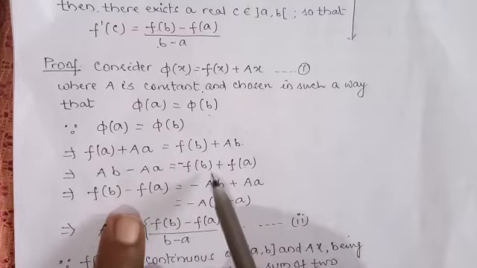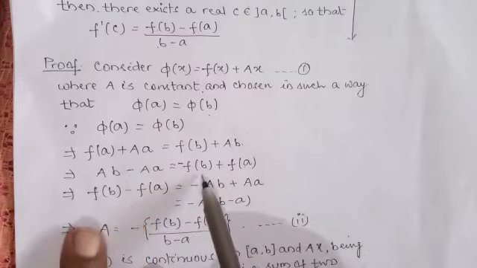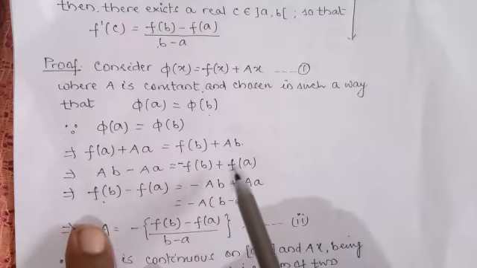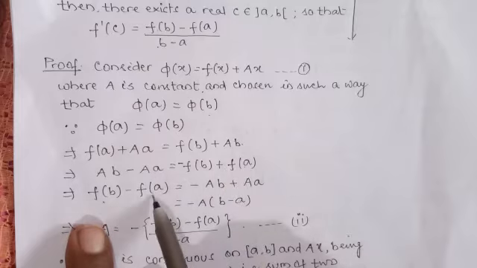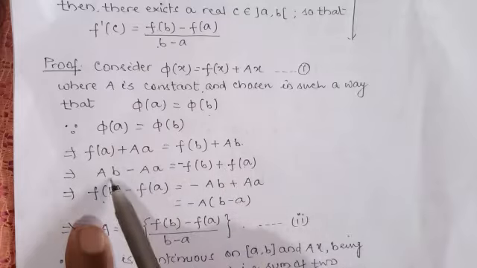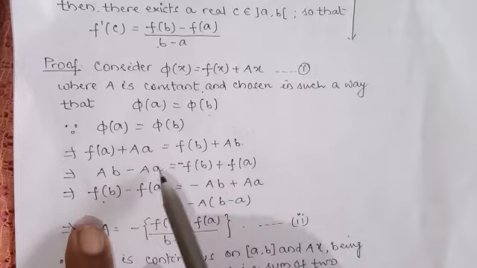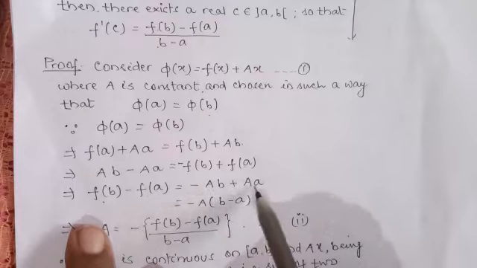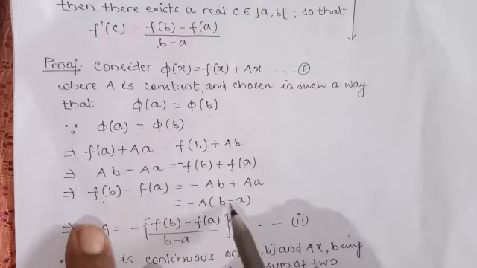Change their side. Minus f(b) becomes positive in the left side and positive, that is plus f(a), becomes negative in the left side. Similarly Ab becomes negative and A into a becomes positive. Now take minus A common between two terms of the right side. So this becomes b minus a.